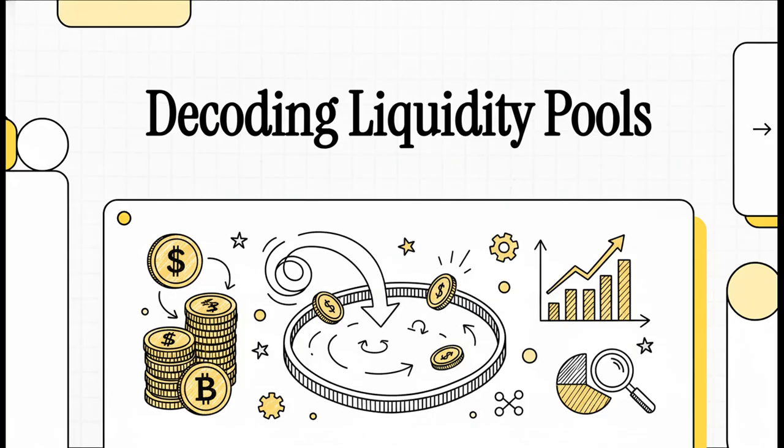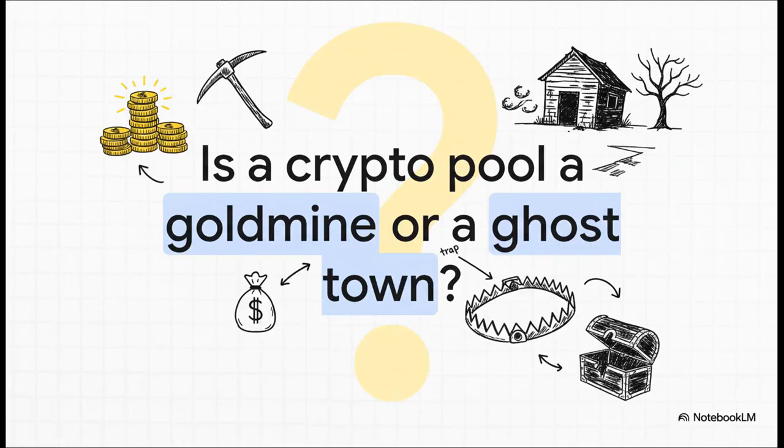Today, we're diving straight into the deep end of decentralized finance. We're going to figure out how to spot a real money printer by decoding one of its most important pieces, the liquidity pool. So let's get right to it. This is the question every single person in DeFi asks themselves. You're looking at a pool and you're wondering, is this a genuine gold mine or is it a complete ghost town? How do you know if you're about to make a great move or a huge mistake? Well, stick with me because we're about to give you a super simple framework to figure that out.